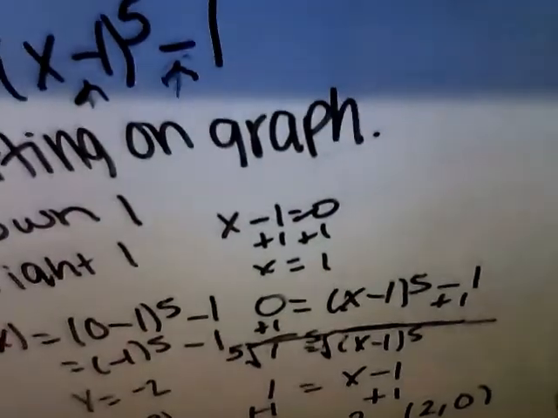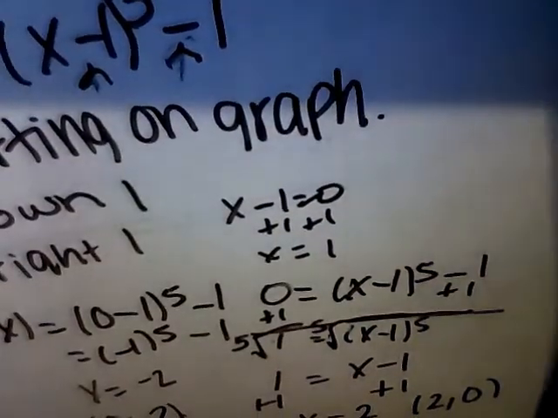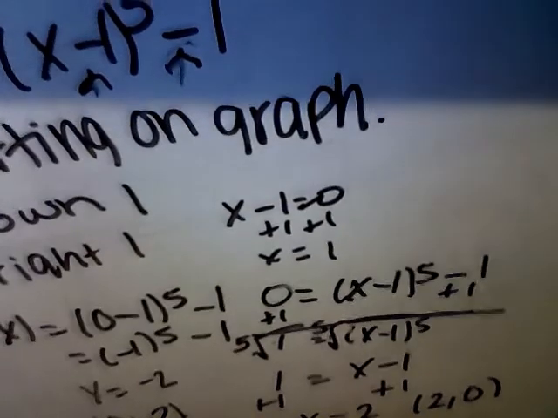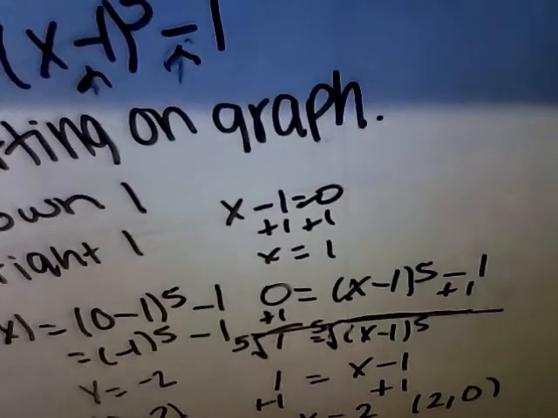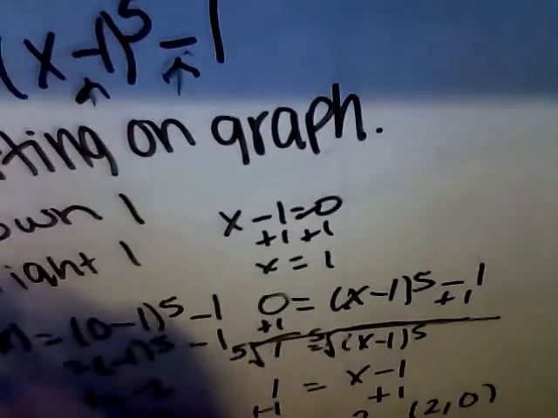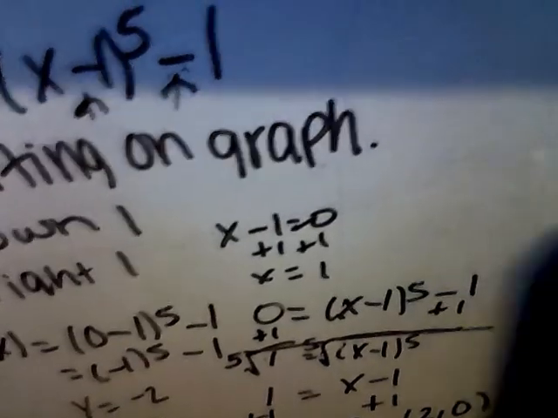Alright, now we know it is going down 1, right 1. Our intercepts are 0, negative 2, and 2, 0. Now I'm just going to erase this so I can have some room. Sorry, I dropped my marker. Okay. Now we want to graph it, but we should find some points first.